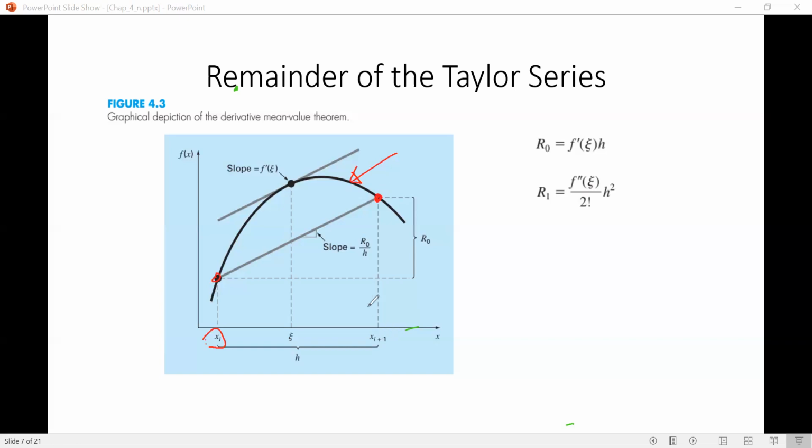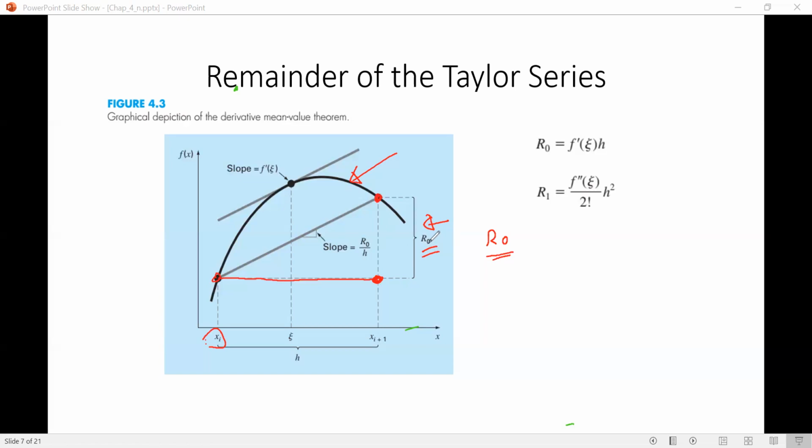Now you see that if we go to the zeroth order approximation, then you are approximating that the value of your function at xi plus 1 is equal to the value of your function at xi. This is the zeroth order approximation. In this case, this must be the remainder, and this R0 is your zeroth order remainder. Then by using, for example, the slope of this curve, we can easily calculate that your remainder will be equal to this.